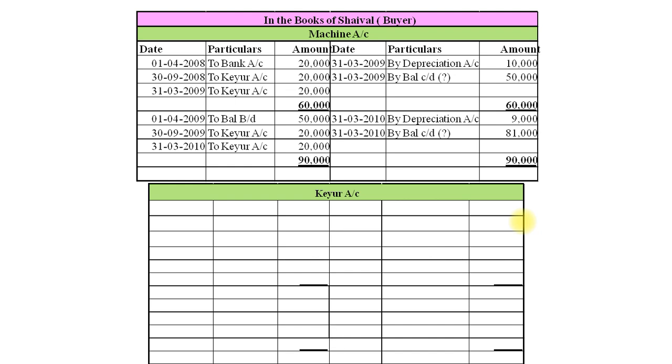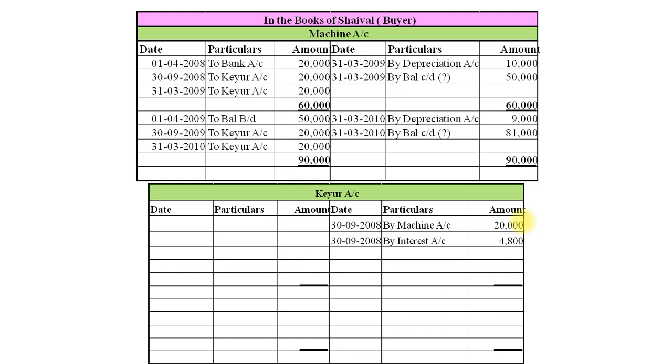Keyur is who? Seller in the books of buyer. So the first entry in the books of Keyur will be on 30/9/2008. The entry for installment due is: machine account debit, interest account debit to Keyur. So in Keyur account we will write down by machine account 20,000, by interest account 4,800.